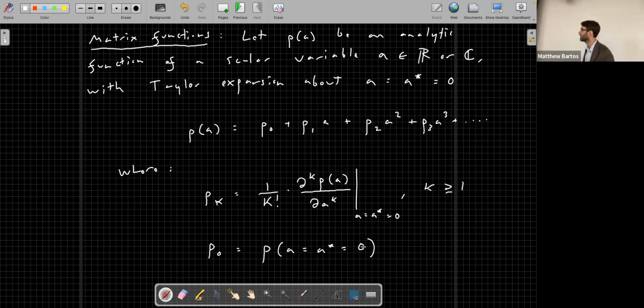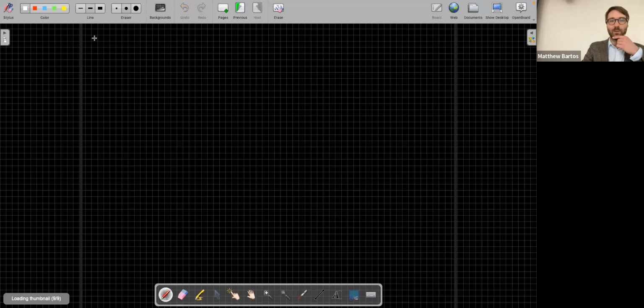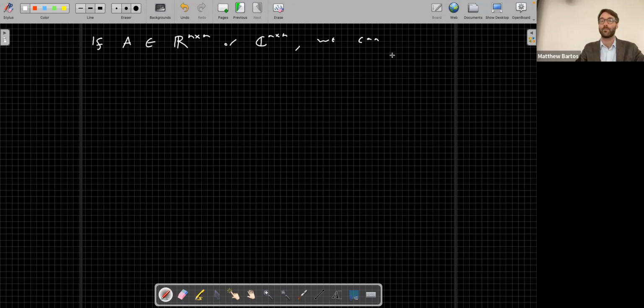We can take any analytic function and represent it as this infinite series in terms of the powers of the scalar at which it's being evaluated. This would essentially be the Maclaurin series. We can define a function P of A in this way. So if instead A is a square matrix, let's say in R n by n or C n by n, we can define a matrix function in the same way.